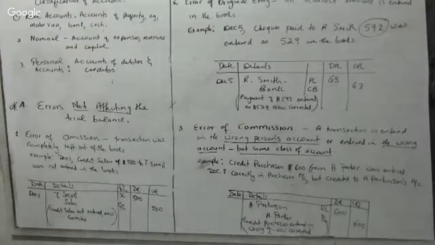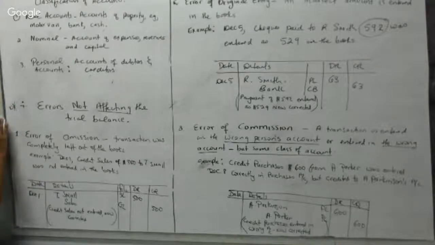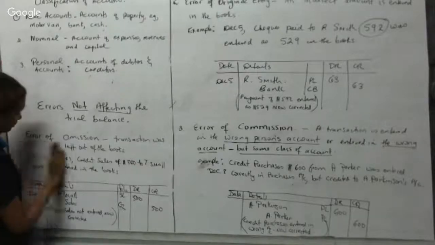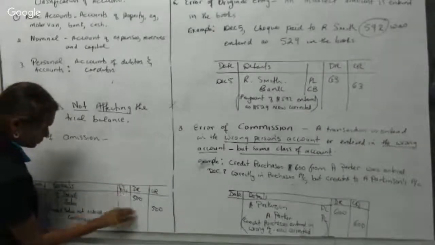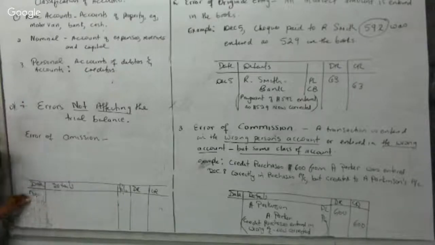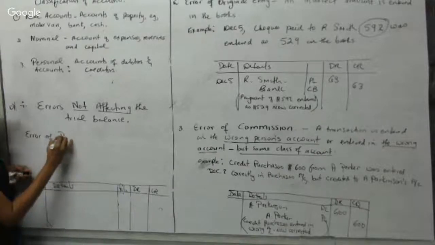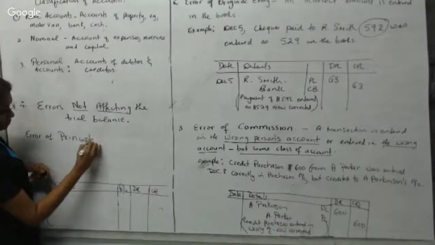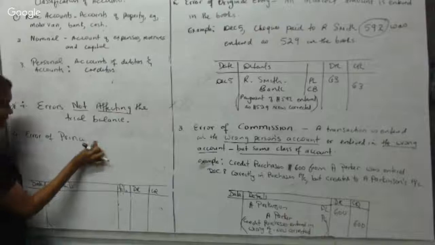All right, number 4. Very similar to this one. So I'm going to erase here for number 4. Number 4 is going to be called an error of principle. Right, so 3 and 4: error of commission and error of principle. Please don't mix them up.